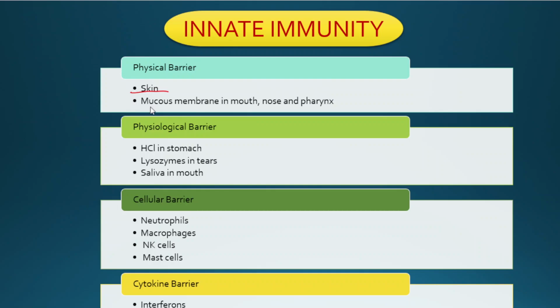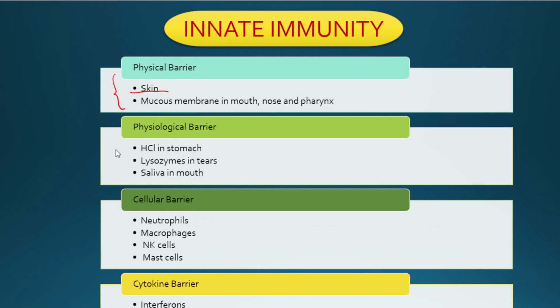And then the mucous membrane present in our mouth and in our nose will secrete the mucus, which is a sticky material. It sticks the pathogens to the mucous membrane, and thus prevents the entry into the body systems. So this physical barrier is the first one that counterattacks the pathogen, and it is non-specific.